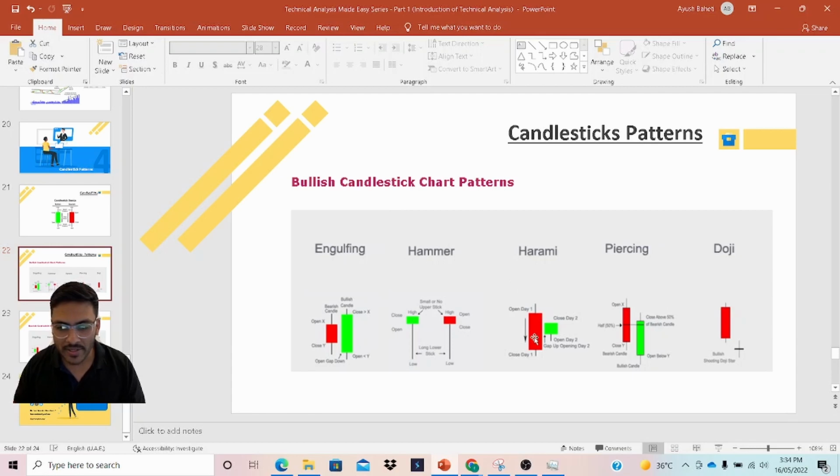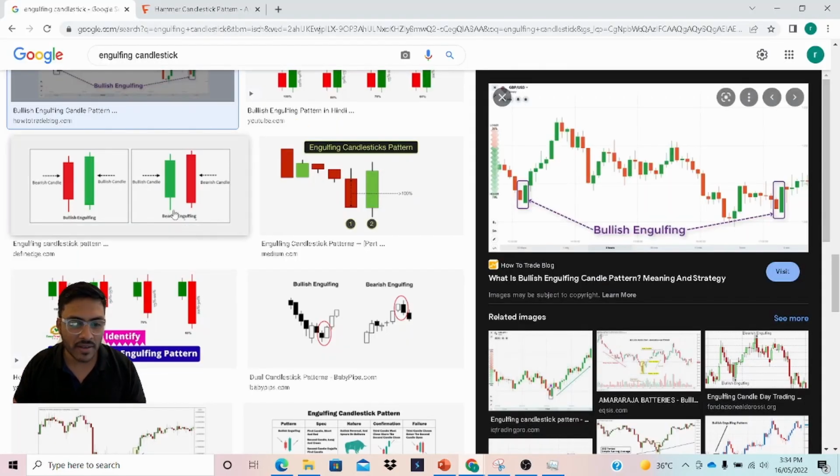Now the third candle is harami. The property of harami is that it's a mirror image of engulfing. So you have a big red candle first, and then you have a small candle next. And the third day, you should have a green candle for the confirmation. So what you have is an open, and then a close, and then the next day you have a gap up opening, and then the market closes in green. So this is harami. So harami is again a two candlestick pattern.